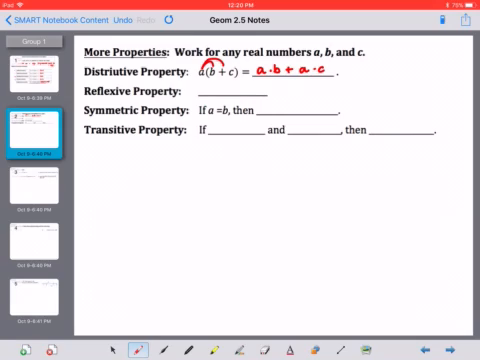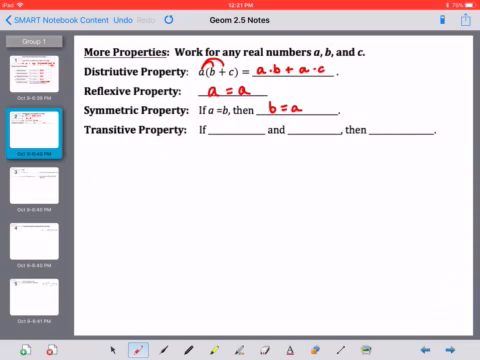The next three properties are probably new, or just not as familiar, but the reflexive property is really straightforward. It just tells you that A equals A. Something equals itself. The symmetric property tells you that if A equals B, then B equals A. I think of it as like symmetry, like a mirror image.